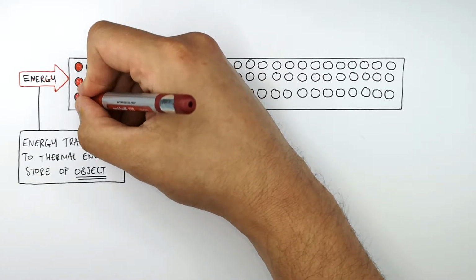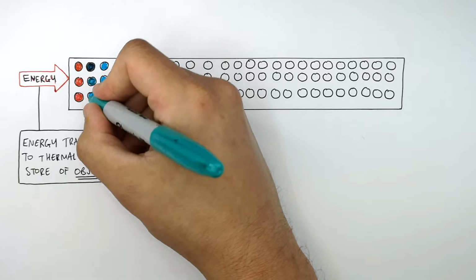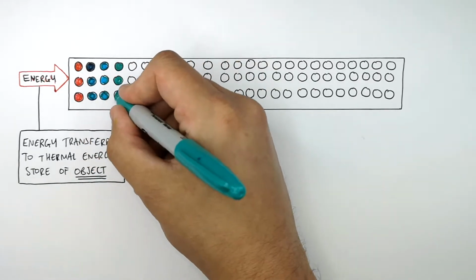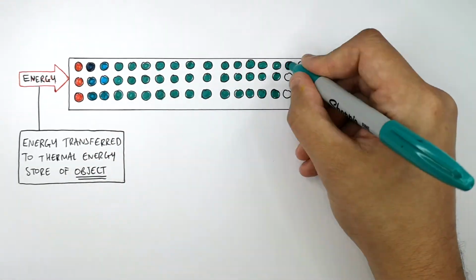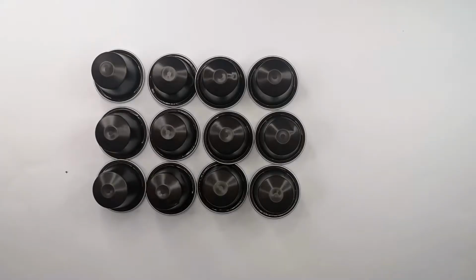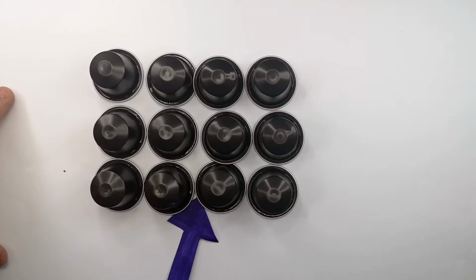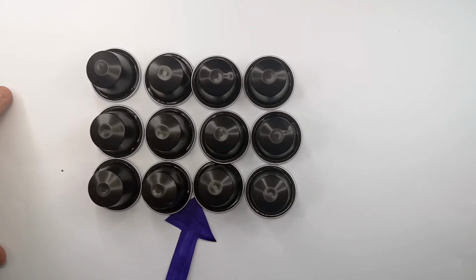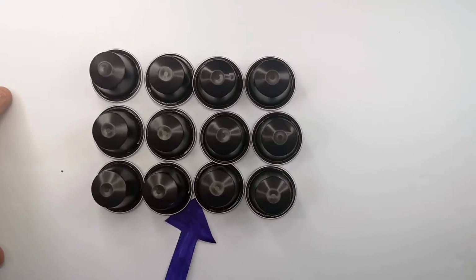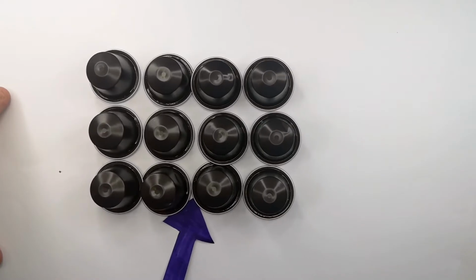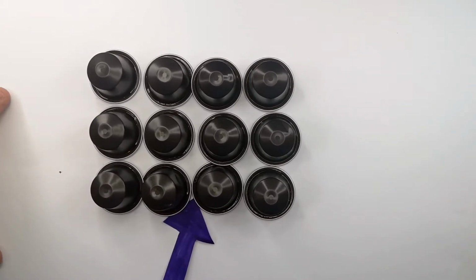There's more energy stored in these particles than in the particles adjacent to them. That's why these particles are being coloured in blue. So the energy that is being transferred into the thermal energy store of the object is being shared across the kinetic energy store of the particles. This is causing these particles to vibrate more.